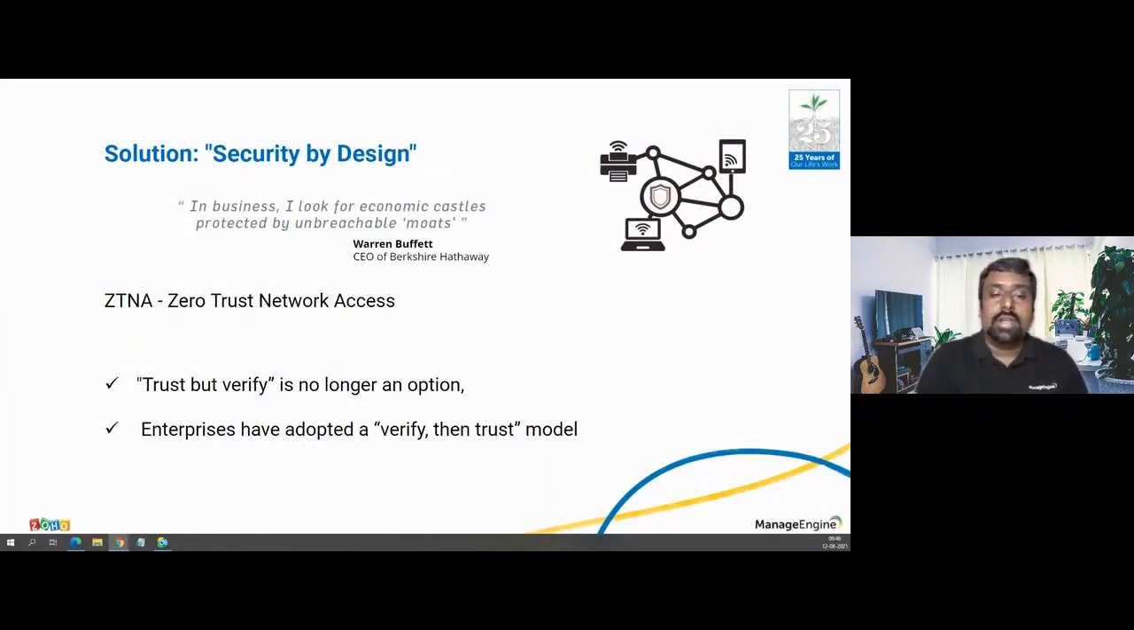That's security by design. Well, you have all these endpoint security requirements. One of the security by design models is zero trust network access. What is zero trust network access? You don't trust any device and then go for a verification process. You don't do it. First you verify.